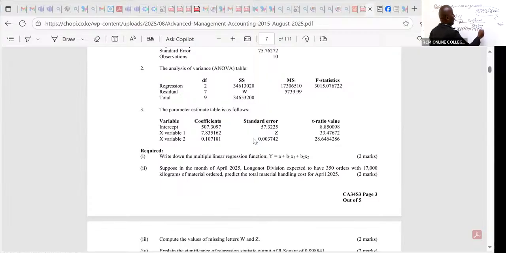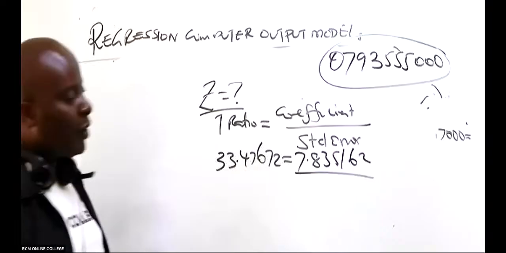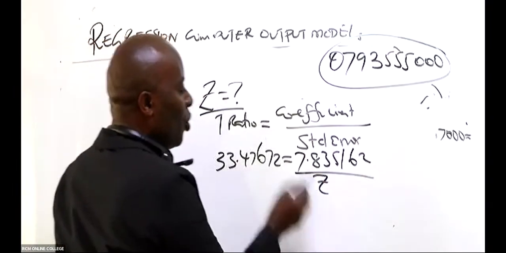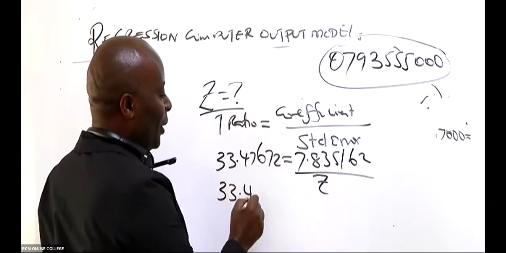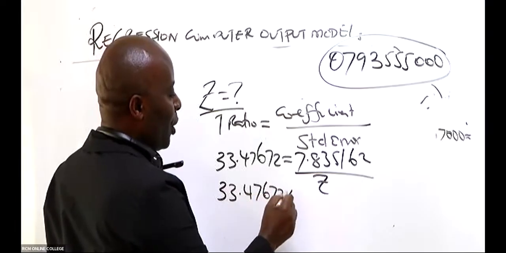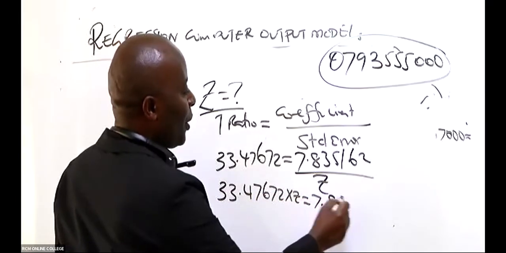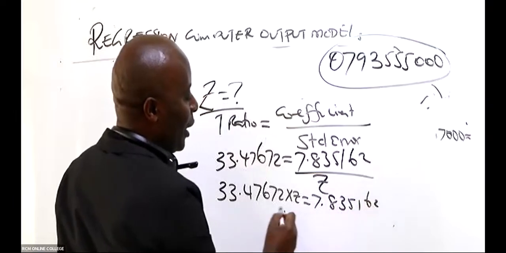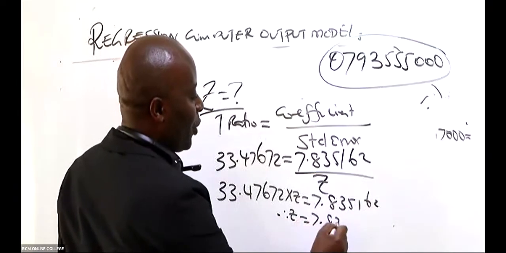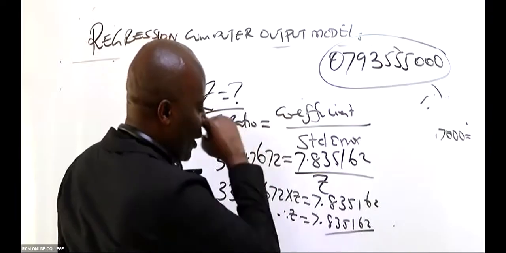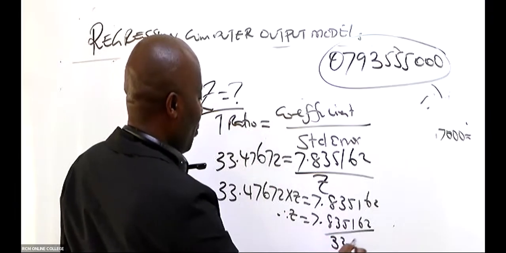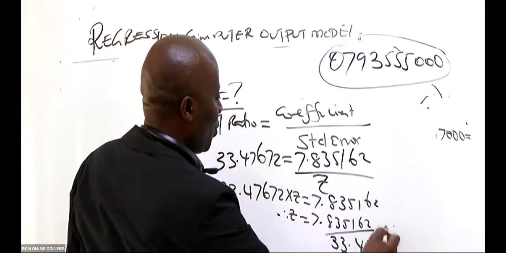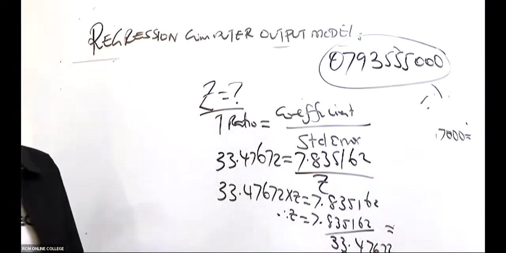162 with a decimal here, divided by the standard error that has now been provided, which they have given to us as Z. So go ahead and cross multiply. It will be 33.47672 times Z equals 7.835162. Therefore, Z will be 7.835162 divided by 33.47672, which will end up giving you guys what answer?